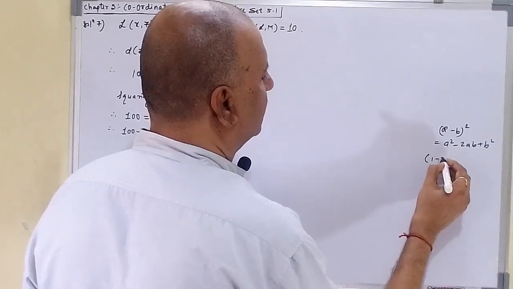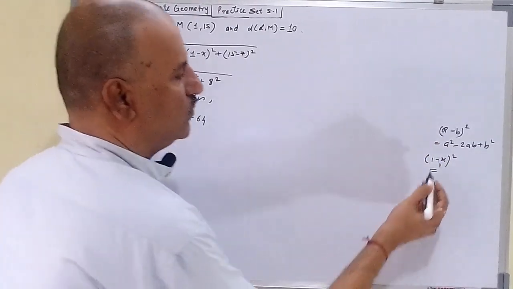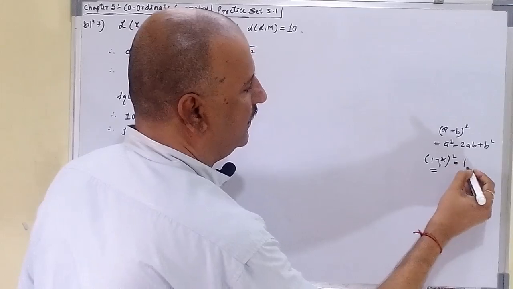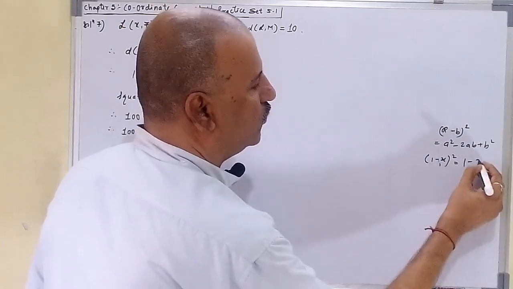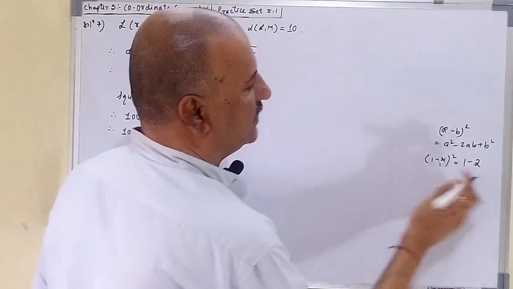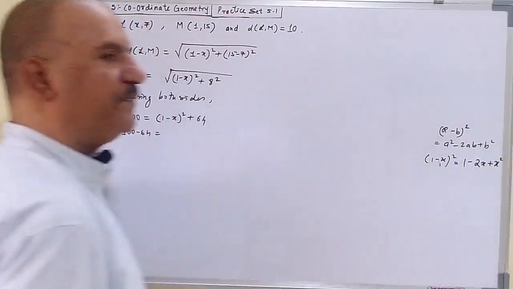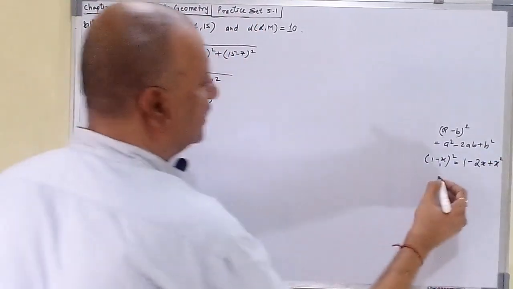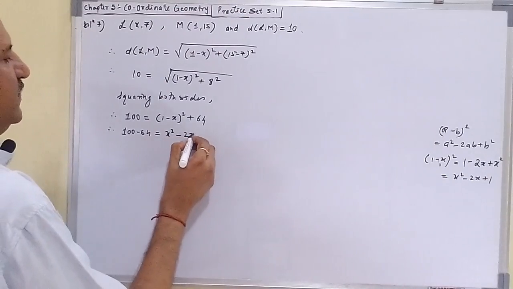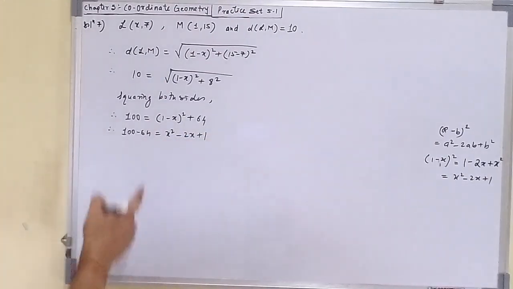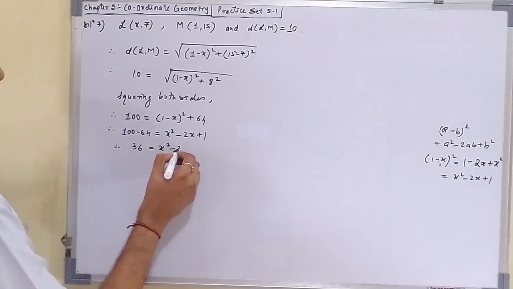So what is the expansion of (1 minus x)? Take a as 1 and b as x. So 1 square is 1, minus 2 times the product of x into 1, which is x, plus b square, x square. Writing it in reverse, x square minus 2x plus 1. Therefore this is 36 equal to x square minus 2x plus 1.